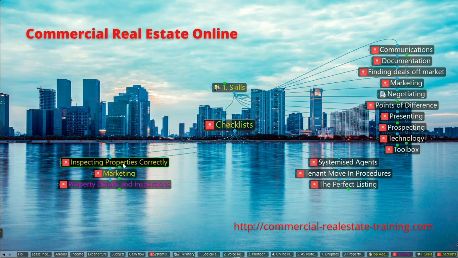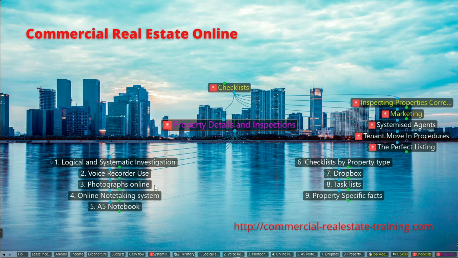I've been through inspecting properties and marketing. Now I'm going to go into property details and inspections. In saying that, I've got 9 particular categories here for you, as illustrated, and I'll go into each one for you. There are reasons behind each of these categories or topics because they will help you get the property details organised and also understand what you're inspecting when it comes to the potential listing or the potential deal.